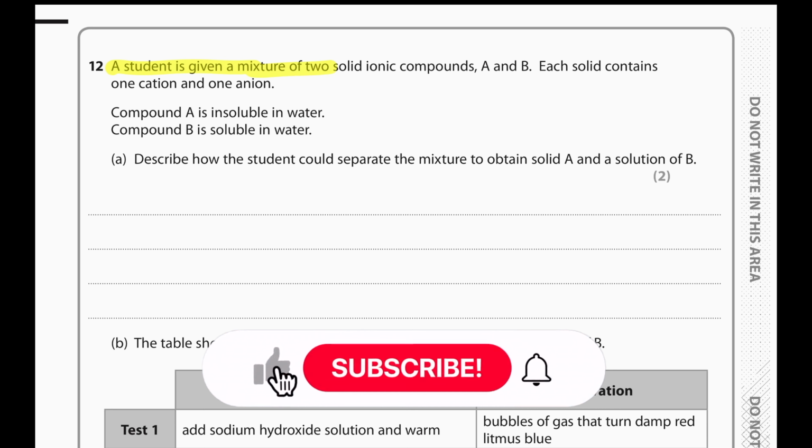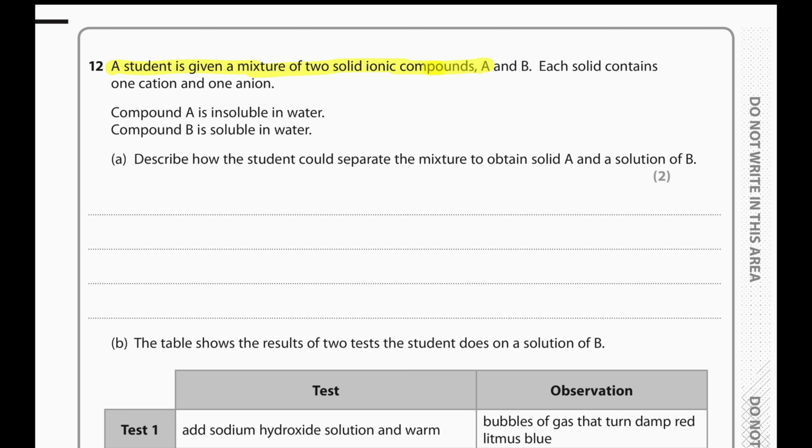A student is given a mixture of two solid ionic compounds, A and B. Each solid contains one cation and one anion. Compound A is insoluble in water, compound B is soluble in water. Describe how the student could separate the mixture to obtain a solid A and a solution of B. So the student can add water and stir it.